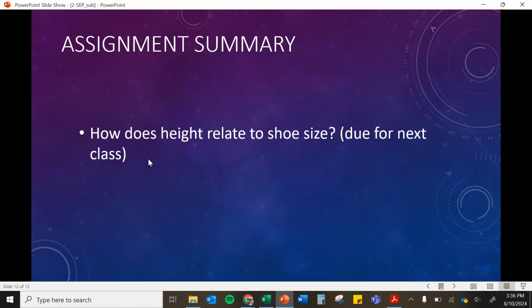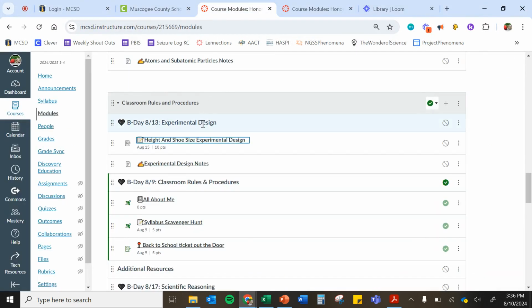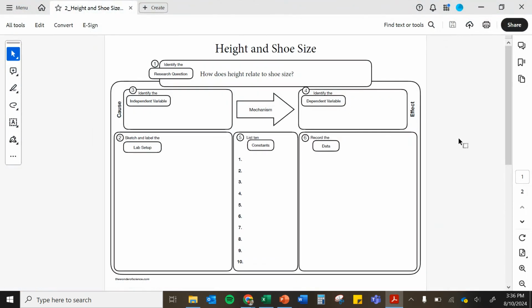Okay, so we're looking at all these experiments today, and I'm going to have you guys for the rest of class work on an assignment that plans an experiment and looks at analyzing our claim, evidence, and reasoning with an example of looking at height relating to shoe size. So let me show you that assignment. Okay, so if you go on Canvas, it's this height and shoe size experiment design. Okay, and it's going to be this file. I'm going to have them printed for you.